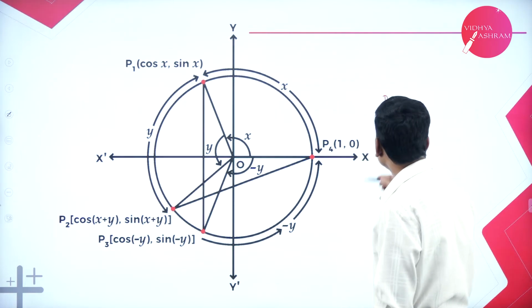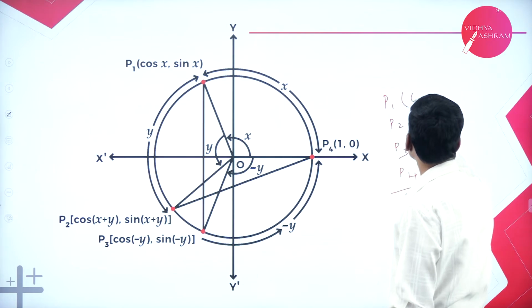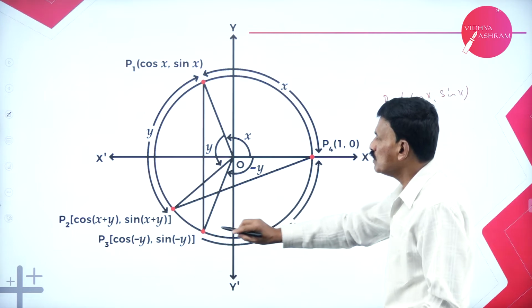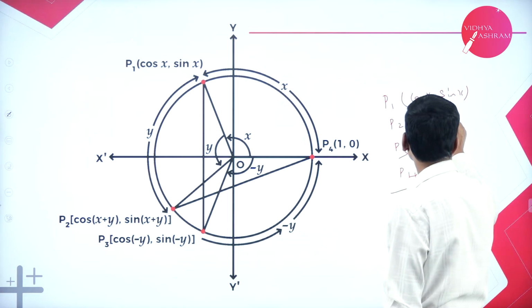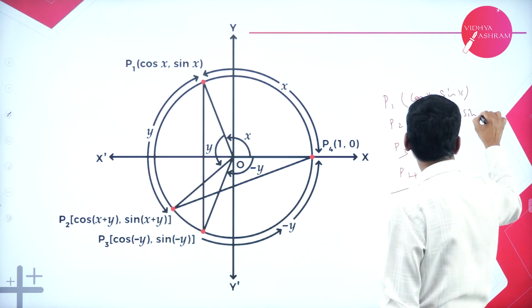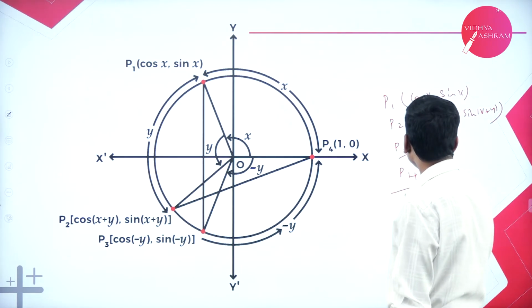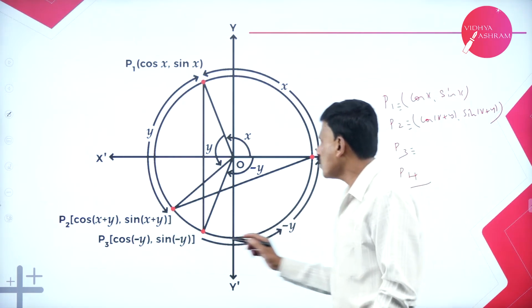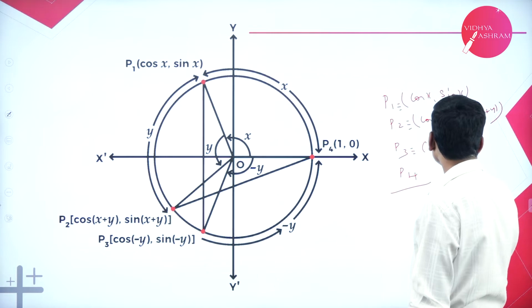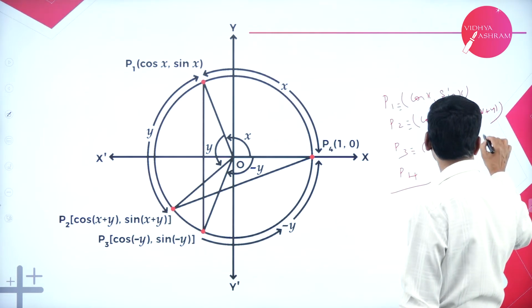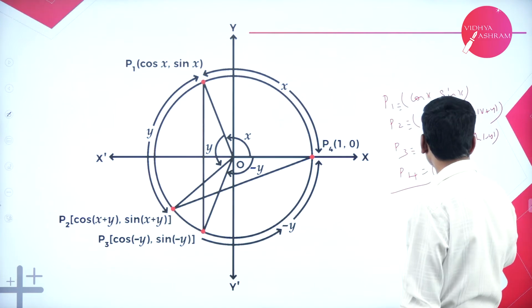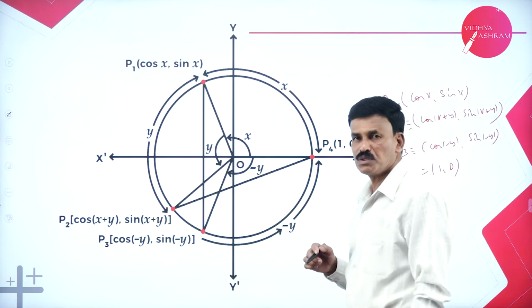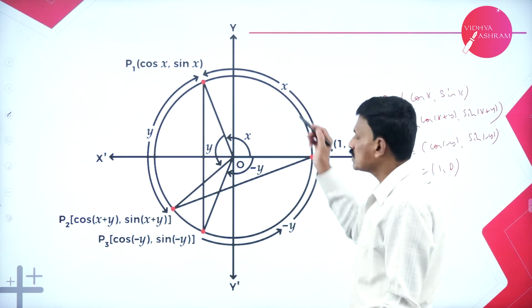Okay, so here the coordinates of P1 are cos x comma sin x, and similarly the coordinates of P2 are cos of x plus y comma sin of x plus y, and the coordinates of P3 are cos of minus y comma sin of minus y, and the coordinates of P4 are 1 comma 0. These are the coordinates of the points P1, P2, P3, P4 on the circle.